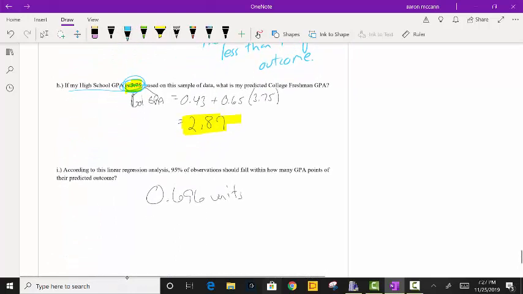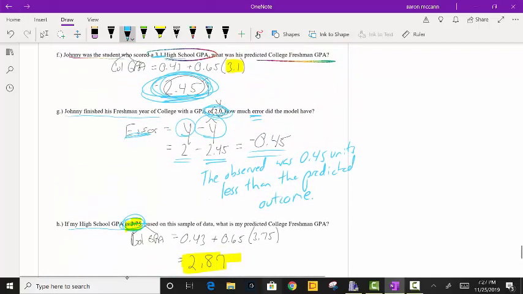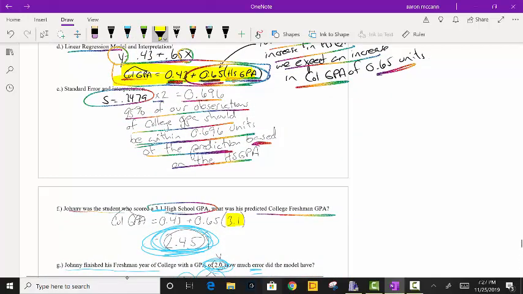And then right here, the last part, according to this linear regression analysis, 95% of observations should fall within how many GPA units of the predicted outcome? That's 0.696. I forgot that I had that question here when I wrote up this analysis right here.